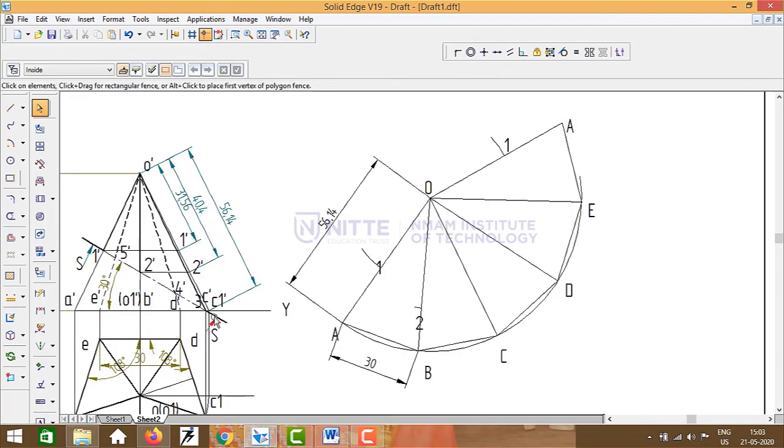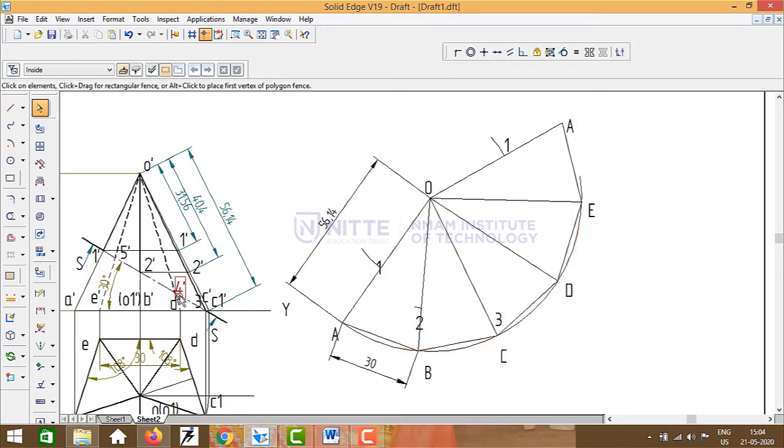Next on OC, point 3 is here. So the true length of it is nothing but O dash to C1 dash, same as this 56.14. So point 3 will be on point C itself. Okay, so point 3 and C are the same. So there is no separate construction required because the OC length is the same as 56.14. So here OC length is 56.14.